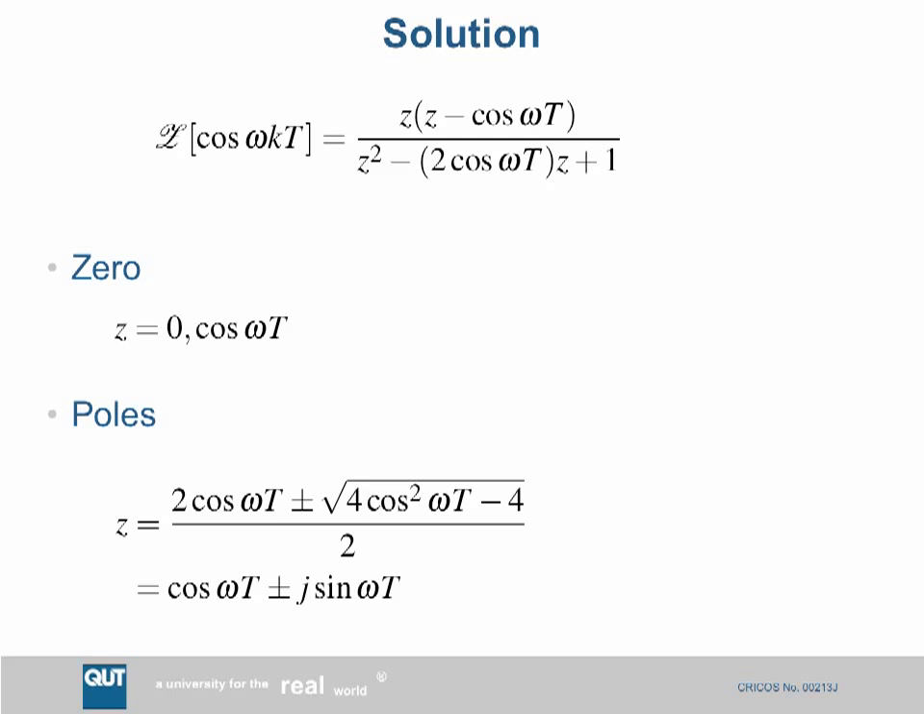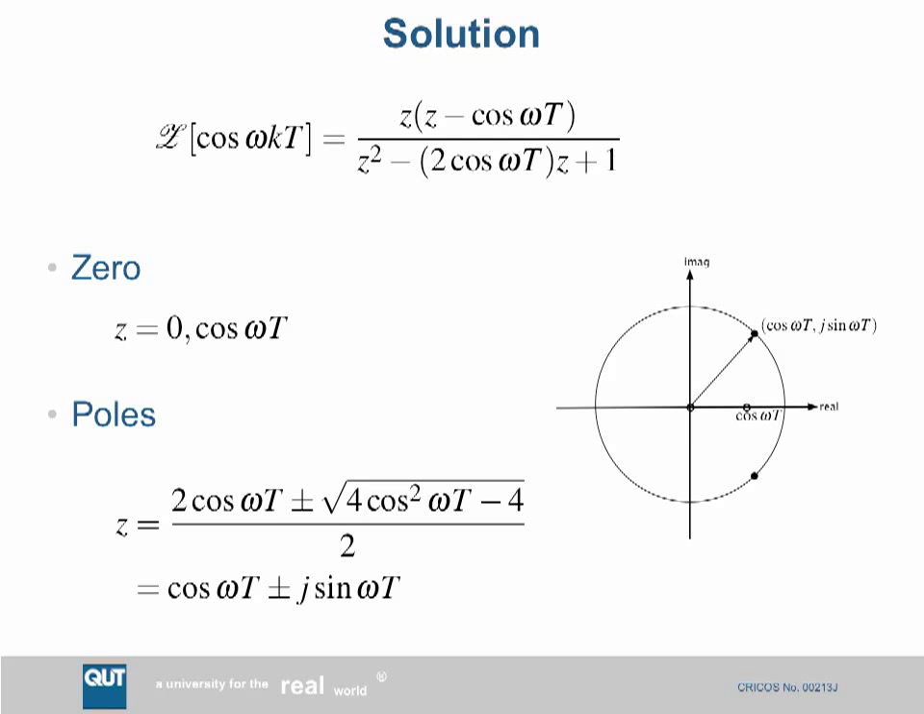Anybody say anything about that, about the poles? So what kind of shape is that? As omega t varies, what curve do the poles move along? Yeah, absolutely. It's a circle. So if I was to plot those, there's the 0 sitting there on the real axis at cos omega t, and on the outside of the unit circle is a point, cos omega t plus j sine omega t. It moves around a circle. So the poles move around the circle and the 0 moves along the real axis.